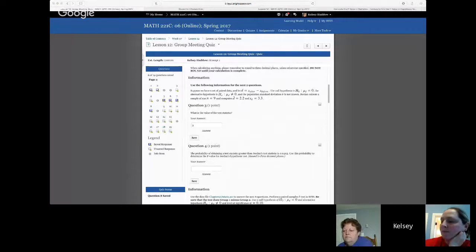I'm going to stop screen sharing. I looked back through my stuff, and the only formula I could find was that you divide it in half if it's two-tailed. And that was it. Yeah. So I just did not know what to do for number 4 at all.